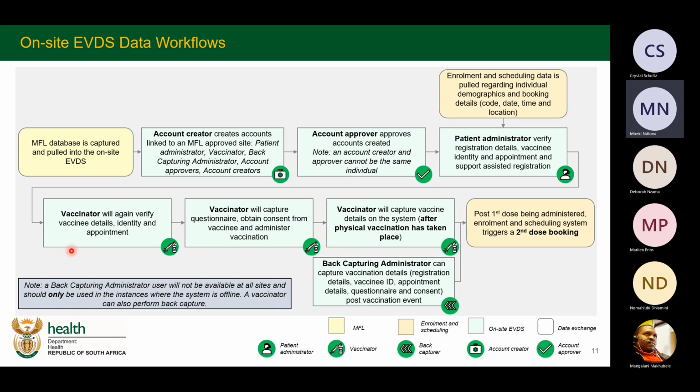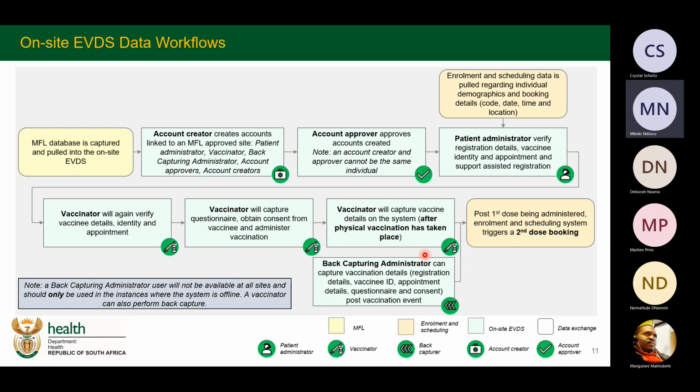vaccinator. The vaccinator will again verify the vaccinee details, identity, and appointment. And then once that is complete, the vaccinator will capture the health questionnaire and obtain consent, and then administer the vaccination. Once consent is provided, the vaccinator administers the vaccine. Once that is complete, the next thing that happens is that the vaccination event must be captured on EVDS.